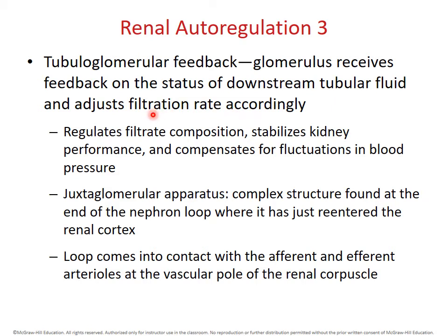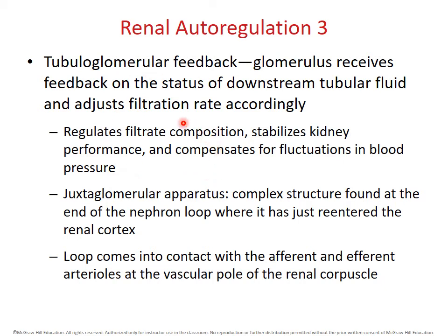So if you think about it, this is a very elegant system, right? The initial step is filtration that happens at the glomerulus. But we're monitoring especially what's happening in the distal convoluted tubule and the loop of Henle. And based on the contents of the distal tubule and the loop of Henle, whether they're too dilute or too concentrated, that information is going to feed back to the glomerulus and affect filtration rates accordingly.